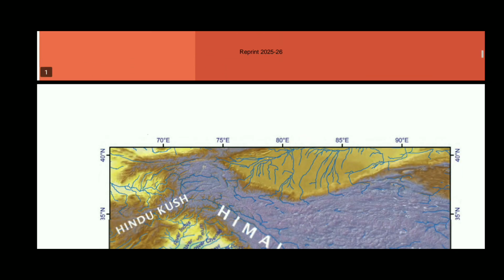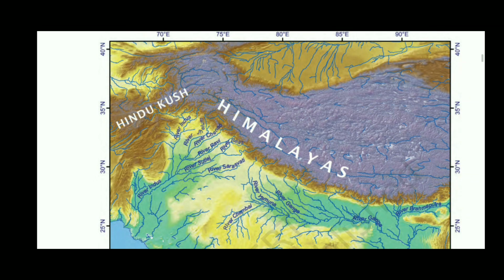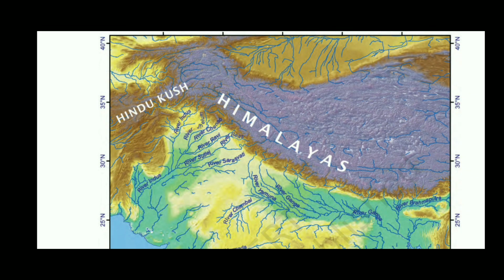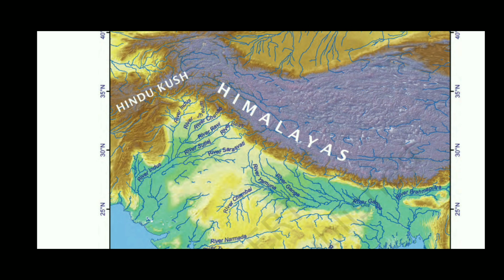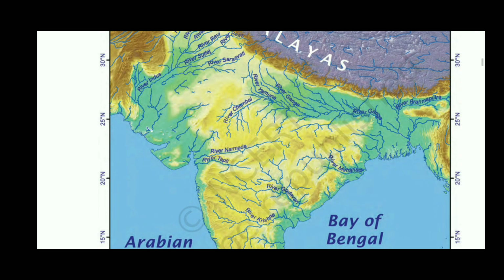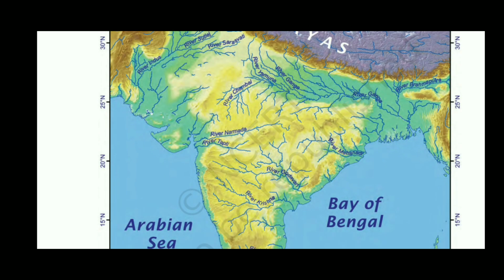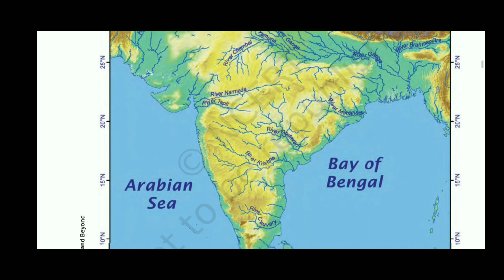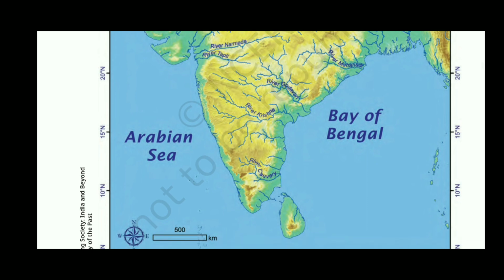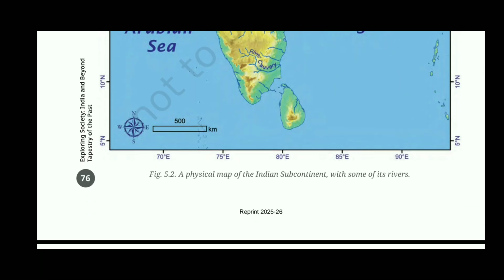There is a map in which we can see Hindu Kush mountains, different rivers and tributaries of Indus, Himalayas, Ganga river system, river Narmada, river Tapi, river Mahanadi, Godavari, Krishna, Kaveri, Bay of Bengal, Arabian Sea. Figure 5.2. A physical map of Indian subcontinent with some of its rivers.